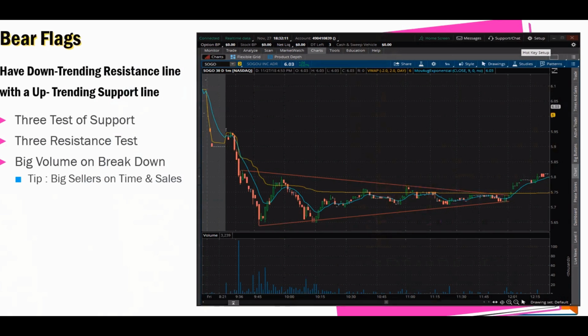So we look for big sellers to show up on the time and sales. I always talk about little orders followed by big orders. Look for those big orders, and once you see them, that'll give you more confirmation inside your trade. A bear flag is played on the short side, and a bull flag would be played on the bull side. You can always play these for trend reversals, which is what happens here, but that's an opposite trend trade.